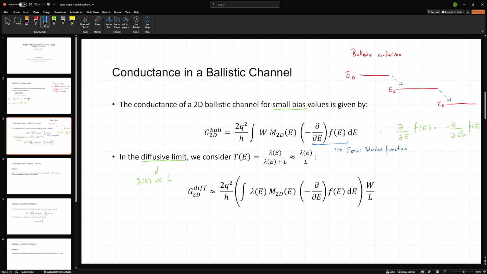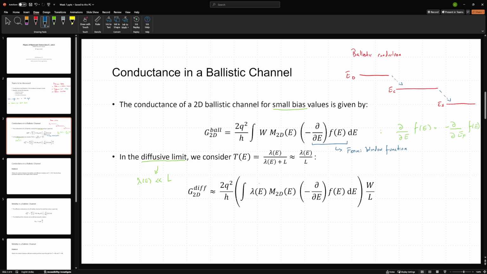So this is the Fermi window function, and it tells us that outside of the relevant energy ranges, this quantity is going to vanish. So effectively, this integral is over a small range of energies. And for all those energy ranges, if I find that lambda E is much, much smaller than L, then it is said that we have hit the diffusive limit. Ballistic transport no longer becomes possible. In that limit, the transmission coefficient can be approximated as this because lambda of E is very small either way.